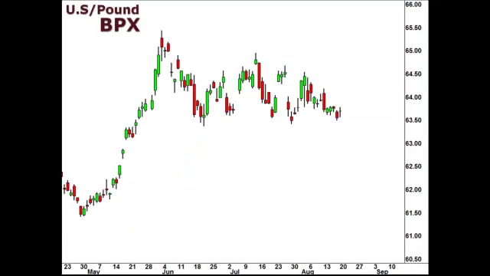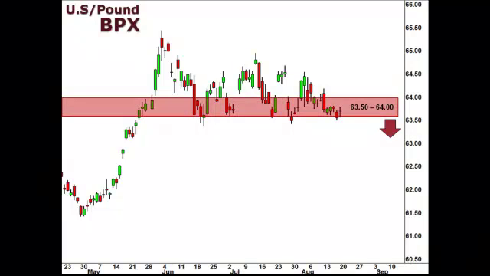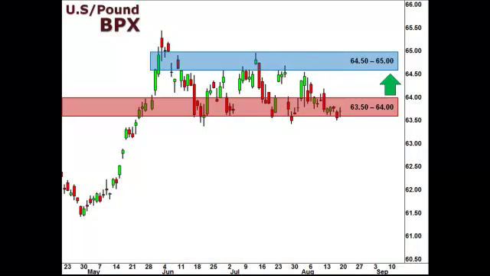Next up, the US dollar versus the British pound is seen here in the ISCFX options pair value BPX. Well, the BPX continues to consolidate along the 63.5 support level, and a break below lends credibility to a tradable move to the downside. A reversal and break above 64 will have us targeting the 65 resistance level.